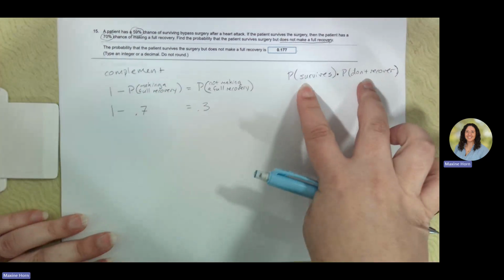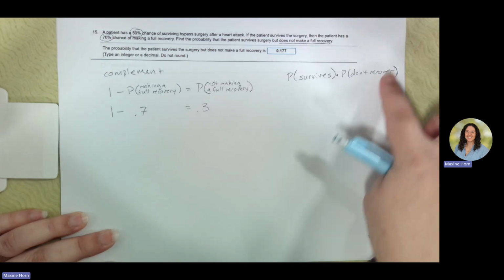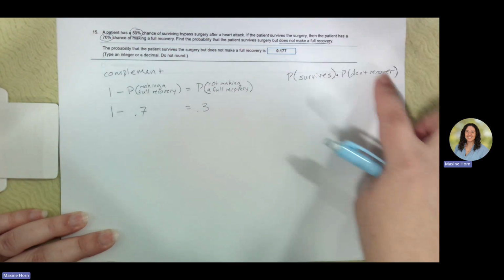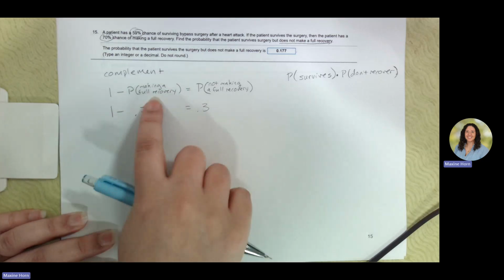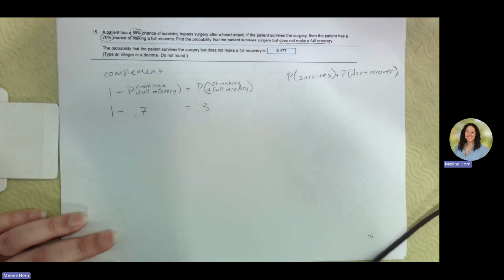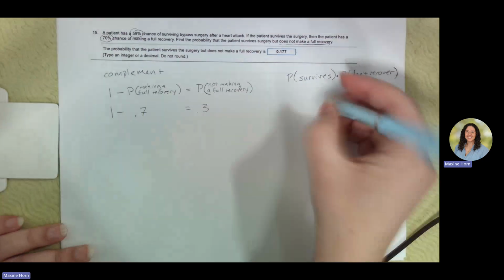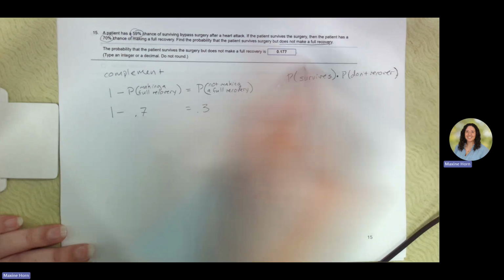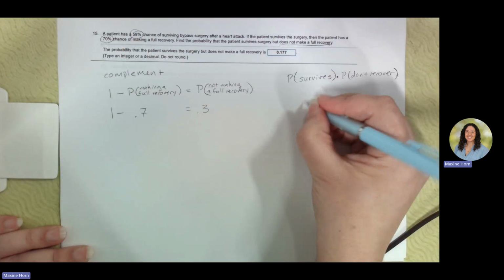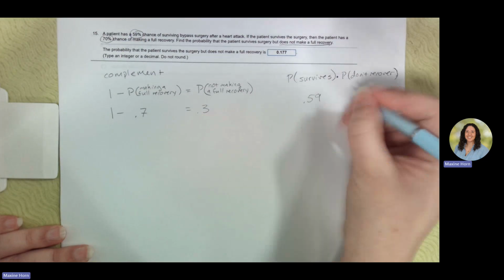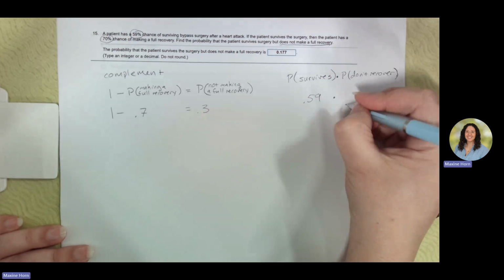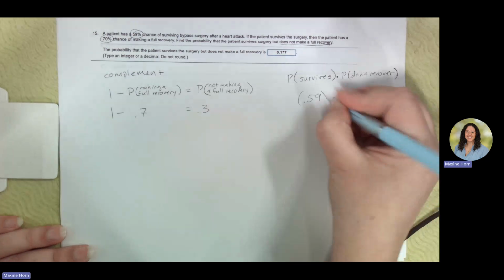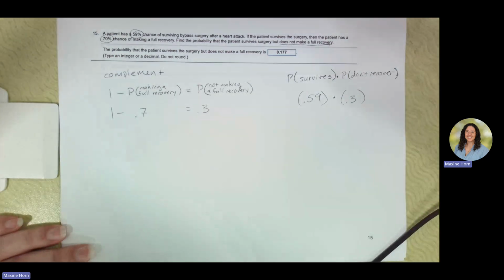So we're going to multiply these two things together, and we needed to find this because we weren't given this, right? We weren't given that they didn't recover. We were only given that they did recover. So that's why we did this. Okay, so what was the probability that they survived? It was 59%. So that's 0.59. And what's the probability that they don't recover? That's 0.3. You can put it in parentheses if you want.